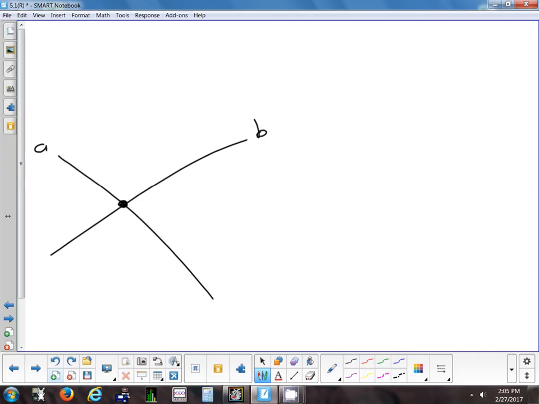Is there any other way I could have a point on both lines at the same time and it's not where they cross? Is that possible? Kyle? What do you think? No, you can't. If you put a point anywhere else, that's on line A, but it's not on line B. That's on line B, but it's not on line A. The only way you can have a point on both at the same time is if it's where they cross.